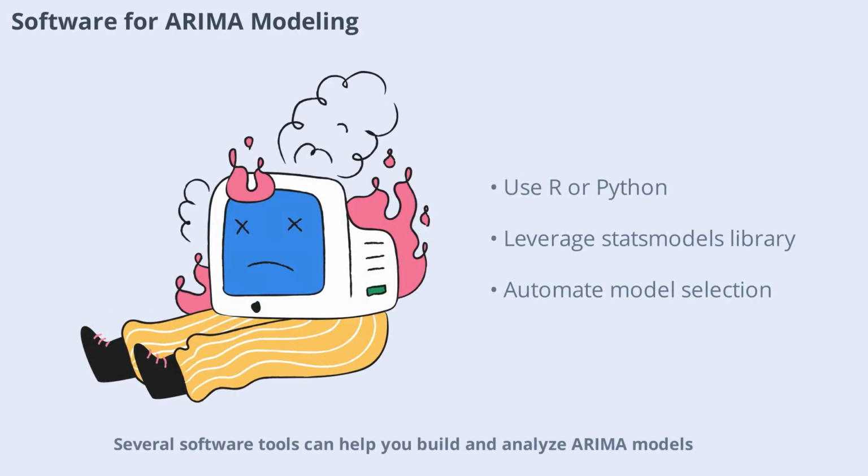Several software tools can help you build and analyze ARIMA models. Popular options include R, Python with libraries like StatsModels, and specialized statistical packages. These tools offer functions for parameter selection, model fitting, diagnostics, and forecasting. Choosing the right software depends on your experience and project needs.